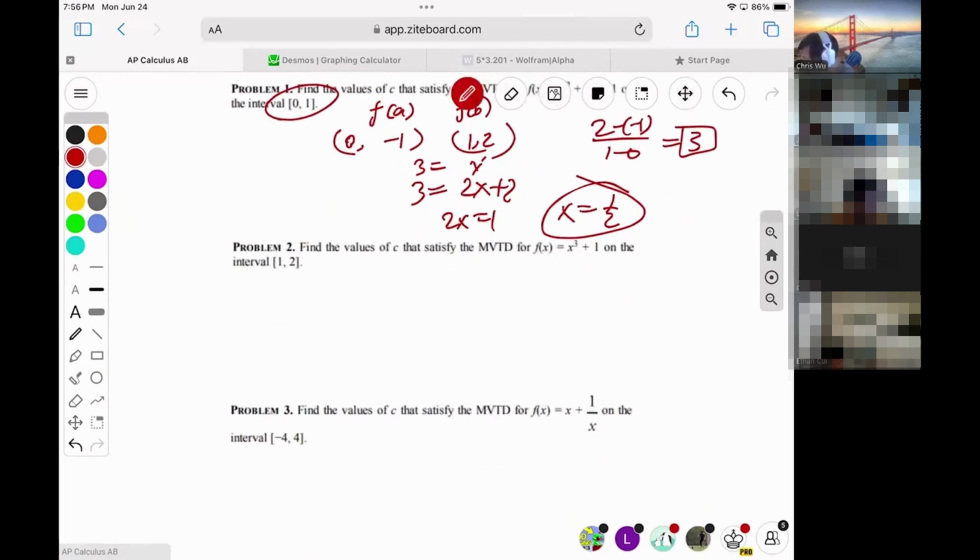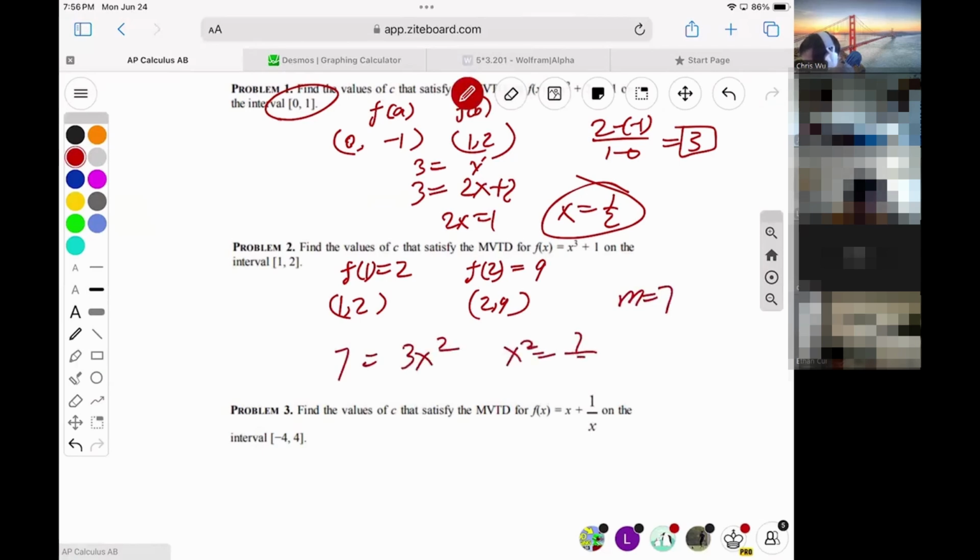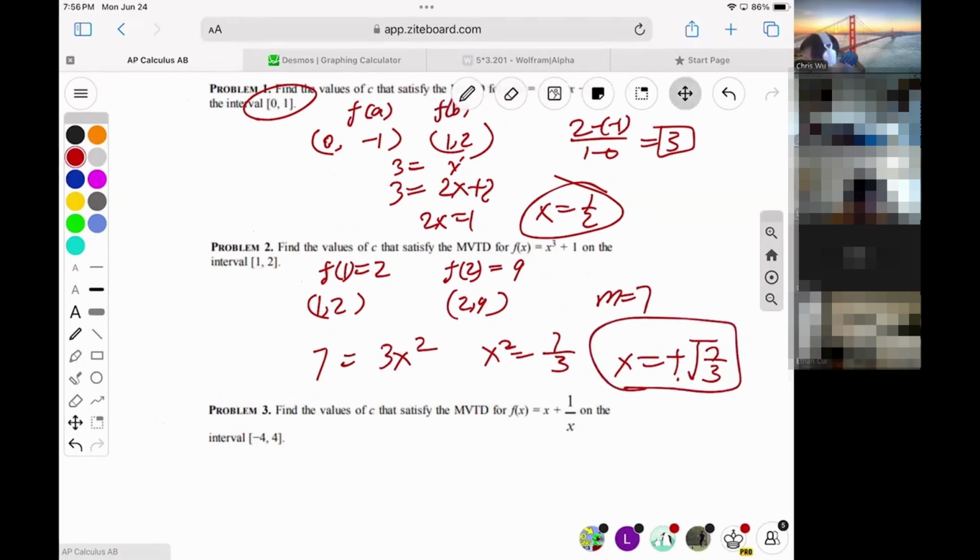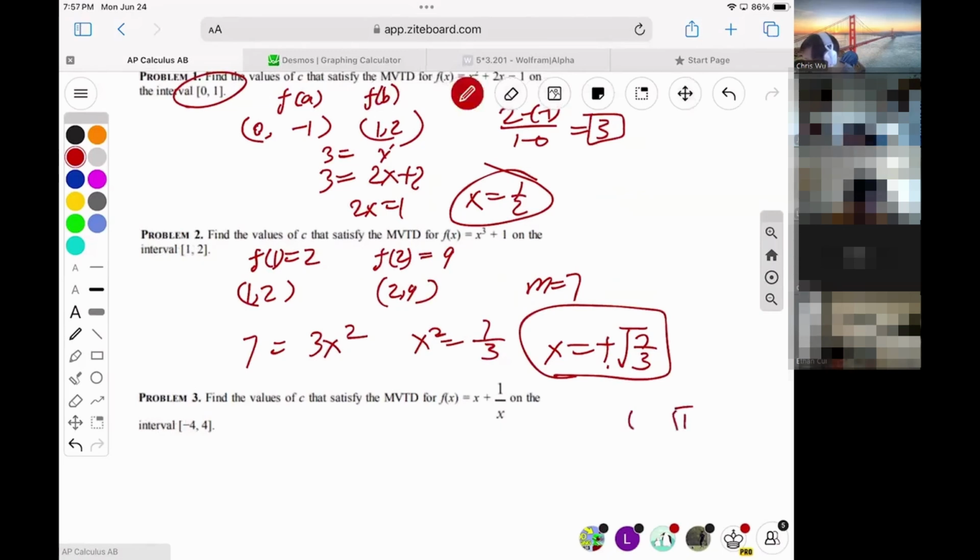Second one, find the values of C that satisfy this on this interval. So f of 1 is 2, so 1, 2. F of 2 is 9, so 2, 9. What's the slope? 7 over 2 minus 1 is 1, right? So slope is 7. In other words, 7 is equal to 3x squared. X squared equals 7 over 3. X is equal to the square root of 7 over 3. There's a plus minus, but we're only going to take the plus, right? And is this some number between 1 and 2? I'm pretty sure, because 1 is the square root of 1, 2 is the square root of, let's say, 12 over 3, right? So yeah, 7 over 3 is definitely between that.